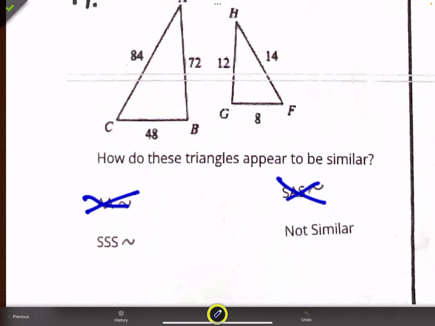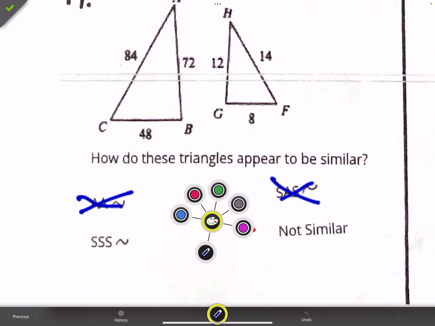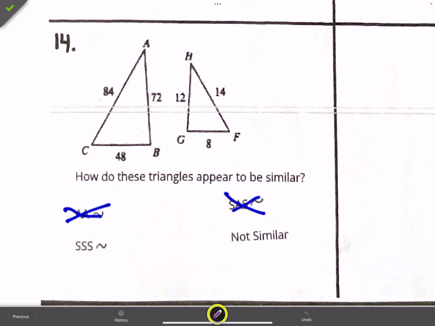So again, I have to set up my fractions. Can't do it by eyeballing it. Not even I can eyeball this and go, yeah, I know what it is. So start with the shortest. I'm going to start with the big triangle. My shortest side of my big triangle is CB, which is 48. That corresponds with the shortest side in the smaller triangle, which is 8.